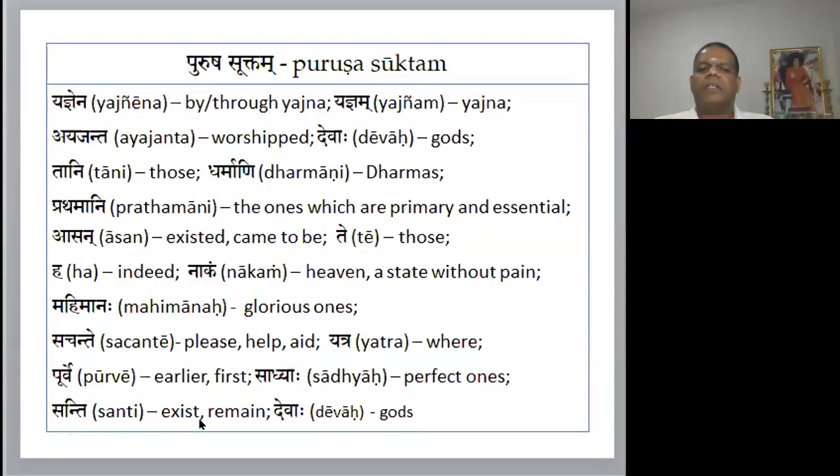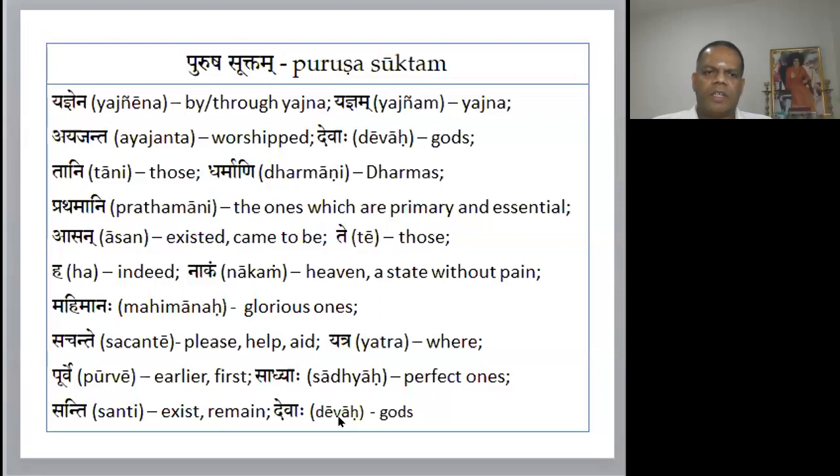Santi, remain, exist. Devaha, gods. So in the earlier place, good people and gods resided, remained. Where did they remain? They remained in heaven. What is heaven? Heaven is a place where there is no unhappiness. How did they remain in that state? Through yajnena yajnam ayajanta, by worshipping the Lord through offering and sacrifice. So that is how this mantra comes to an end.